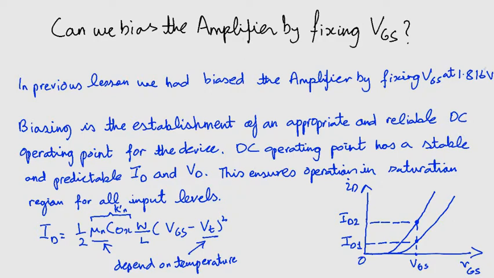That is why we do not fix VGS. In the upcoming lessons, we are going to study techniques that do provide reliable biasing.